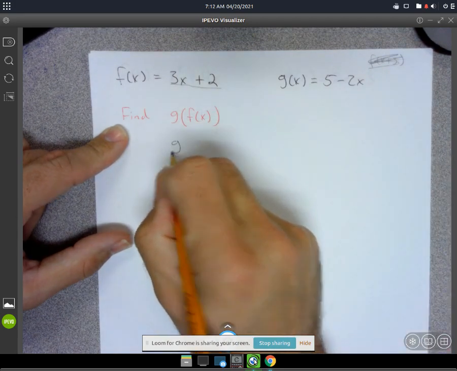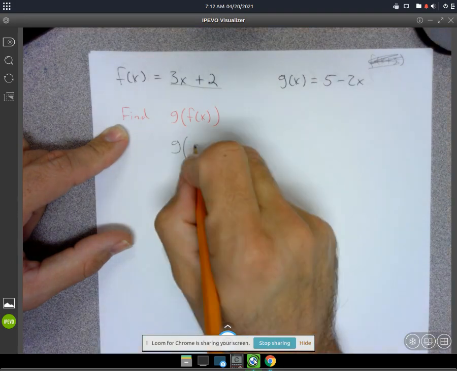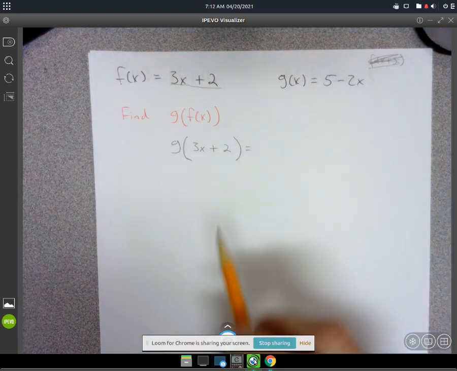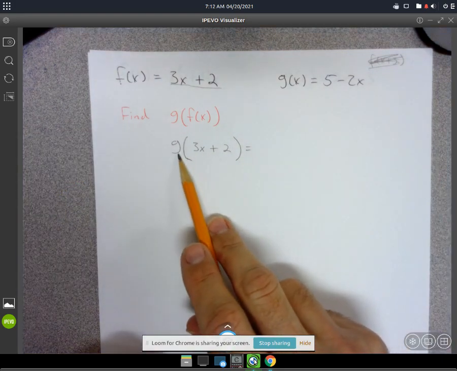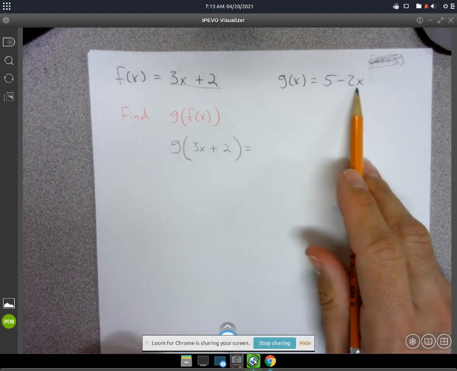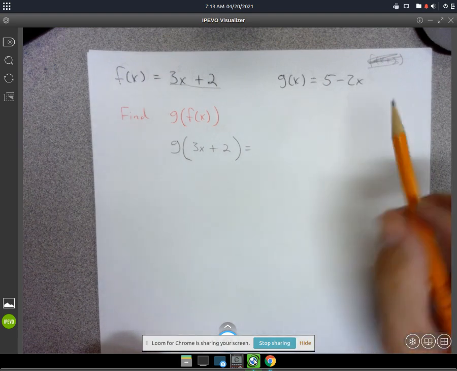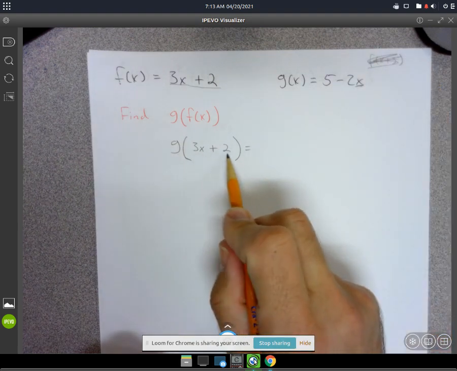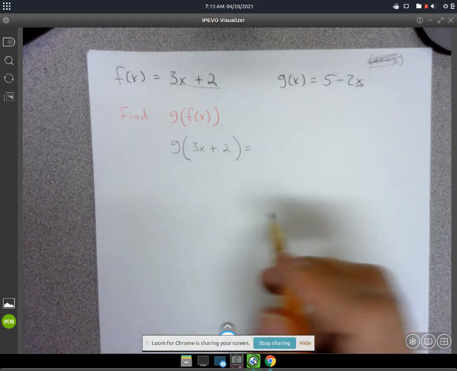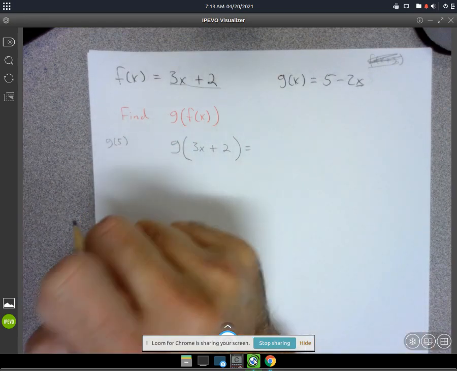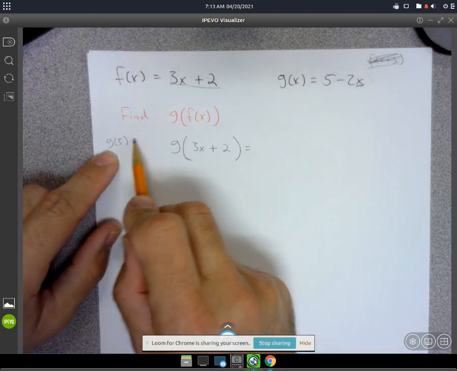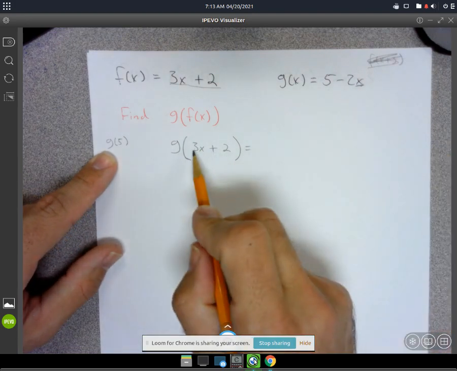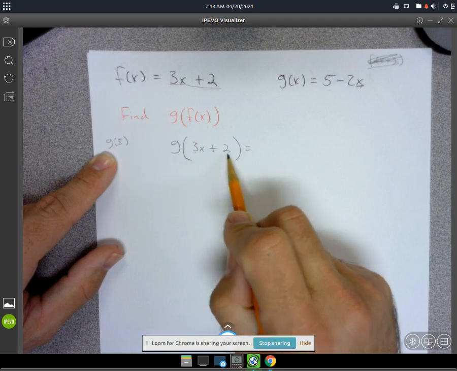All right, that should be a pretty fair replacement. So it's g of 3x plus 2. And so what this tells me to do is go up to the g function right here and then rewrite this statement, but wherever I see an x, I'm going to replace it with this whole thing. Like if it had just said find g of 5 or something like that, you would have gone up to the g function and plugged in 5 for x. Well, this time you're replacing that x with whatever is in the parentheses.